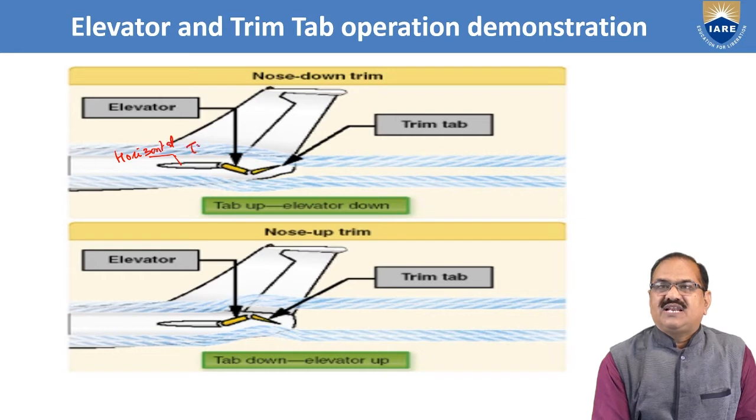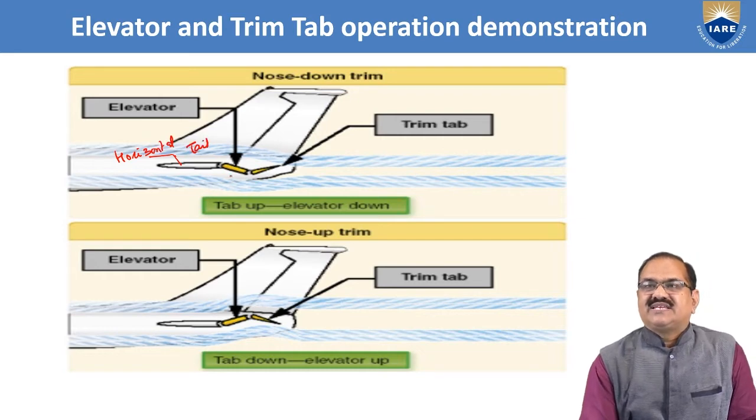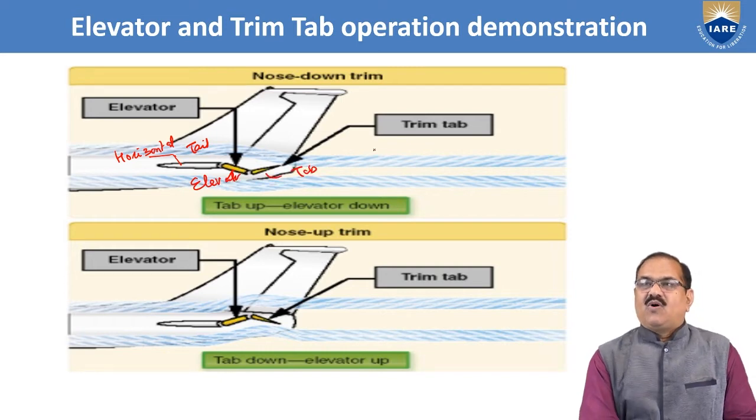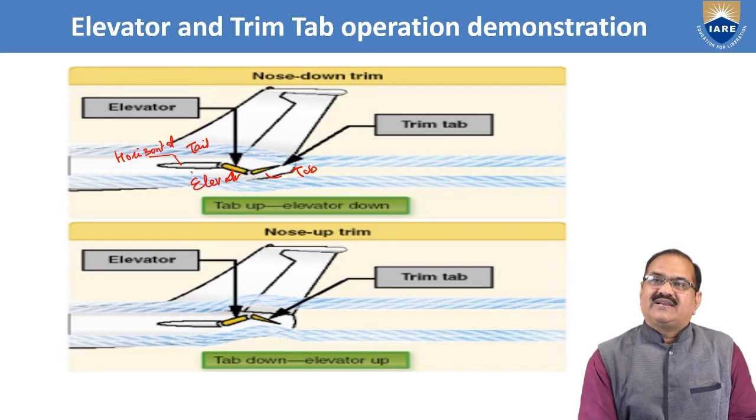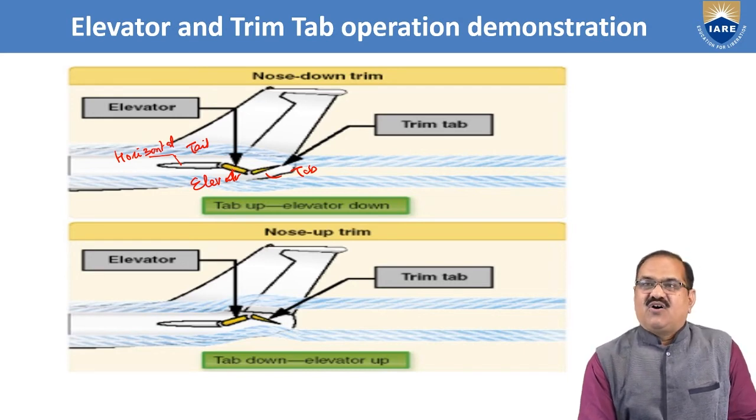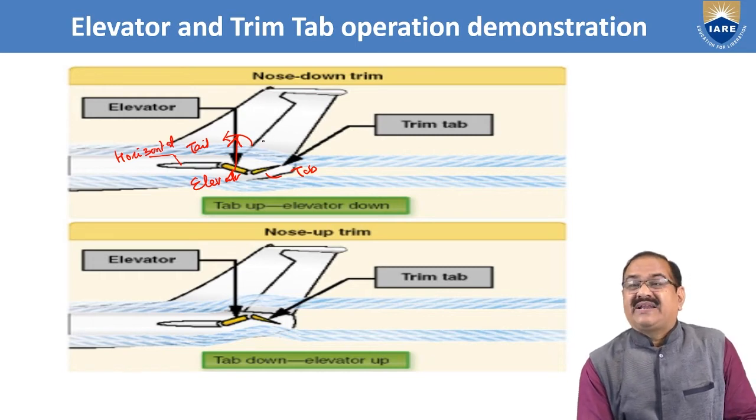This is the horizontal tail. This here is the elevator. And this is the tab. So what happens is that when the elevator is going down, it will generate a lift in this direction and it will try to nose down. So it is called the nose down trim.